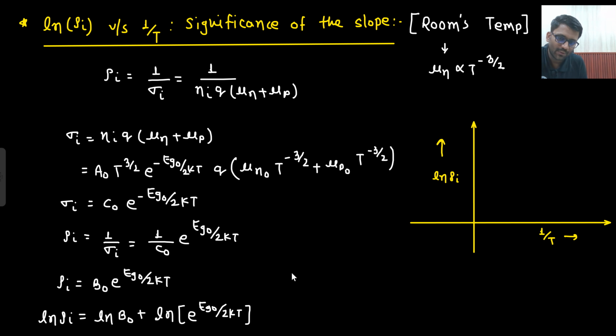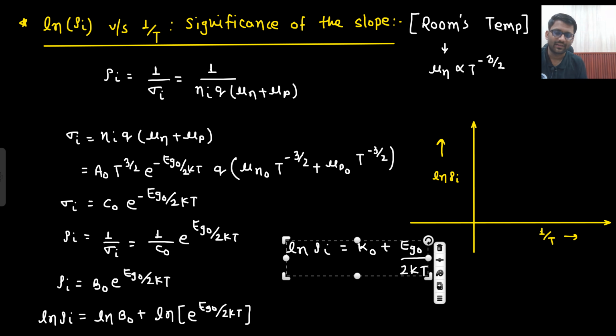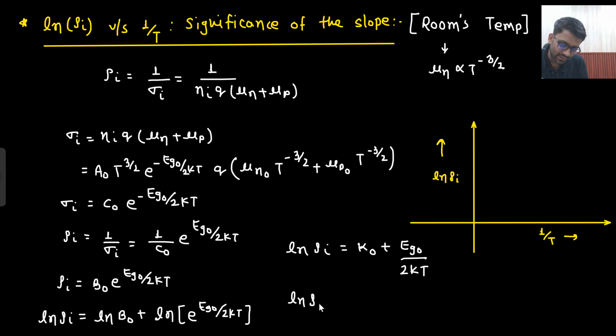So what do you see here? ln rho i is equal to ln b naught, a constant value that I am writing down as k naught, plus ln, and e will cancel each other. So what you are getting is Eg naught by 2kT. So what do you see here? ln rho i versus 1 by T. What I need to do is plot ln rho i versus 1 by T. So what I can see here is that ln rho i equals Eg naught by 2k into 1 by T plus some constant.